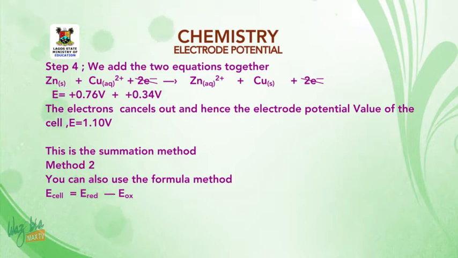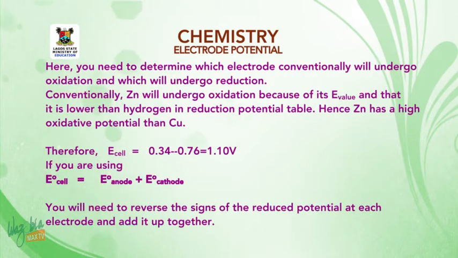Now method two is the formula method, which is E cell equals E reduced minus E oxidized. Here you need to determine which electrode conventionally will undergo oxidation and which will undergo reduction. Conventionally, zinc will undergo oxidation because of its E value, which is lower than hydrogen in the reduction potential table. Hence, zinc has a higher oxidative potential than copper. Therefore, the E cell will be 0.34 minus minus 0.76, which is 1.1 volt. If you are using E cell equals E anode plus E cathode, you will need to reverse the sign of the reduced potential at the anode and add it up together.